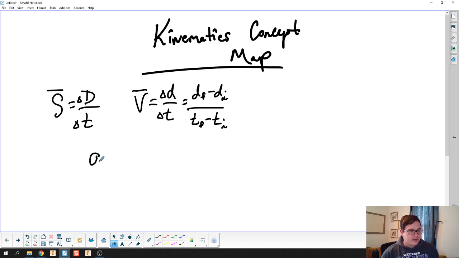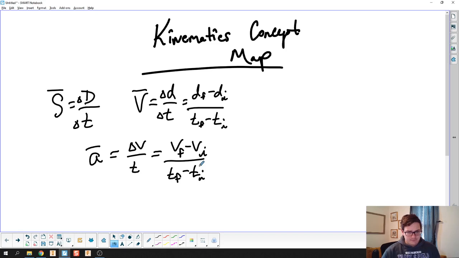Another thing we talk about in kinematics out the gate is acceleration, which is the change in velocity over time. And so that would then be velocity final minus velocity initial all over t final minus t initial. Alrighty guys, so that's just covering very basically.